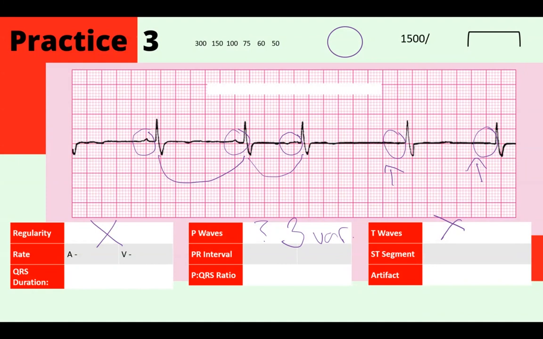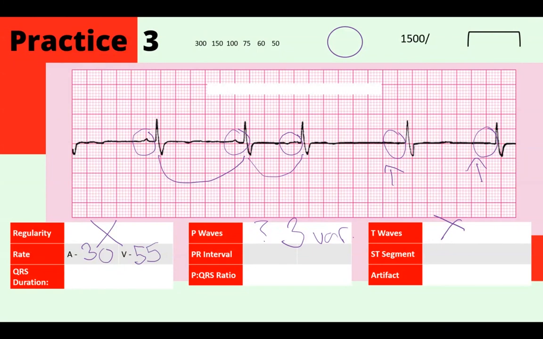What's my atrial rate? Well, I only know for sure 1, 2, 3 for sure atrial rate. So my atrial rate is only 30. My ventricular rate, 1, 2, 3, 4, 5. That's the end of one, so you might include it, might not. I'll just split the difference and call it 55.